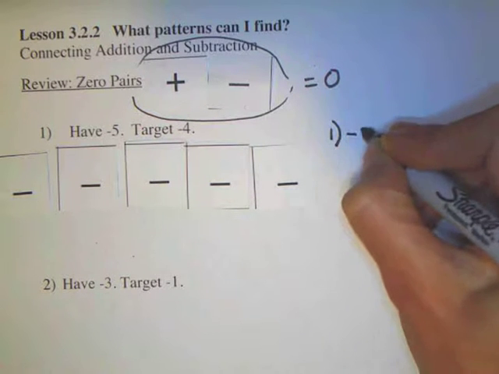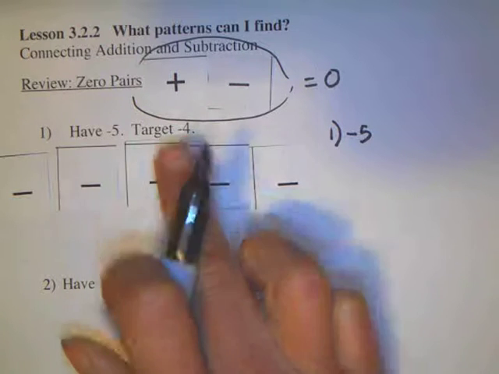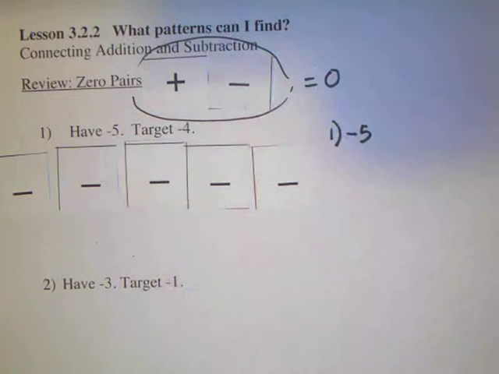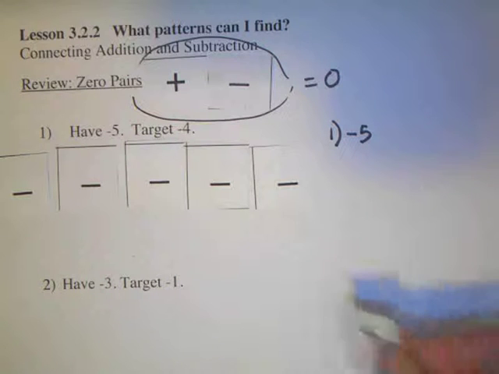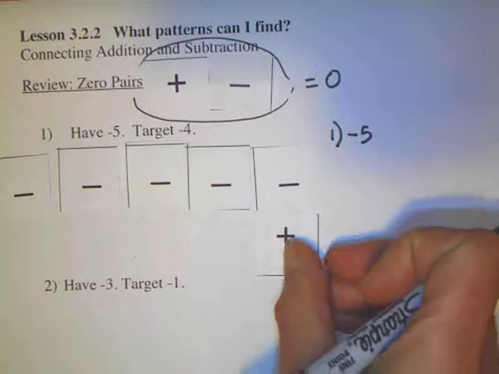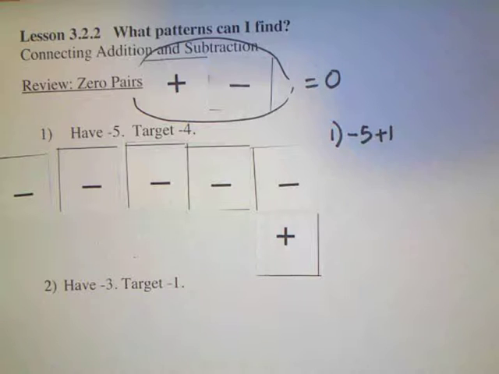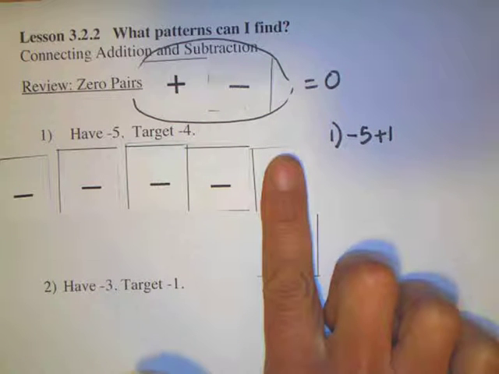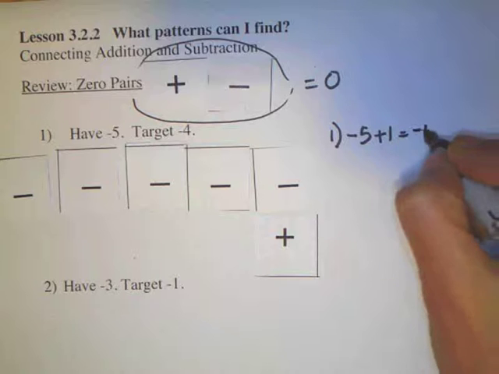So I'm going to write this out. I have -5 and I want to get to -4. So plus and minus is a 0, and I want to get a little bit more from -5 to -4. I'm trying to get a little bit more positive. So if I add a positive, so if I add +1, I have a 0 pair, and now I have -4. So that's one way to get -4.